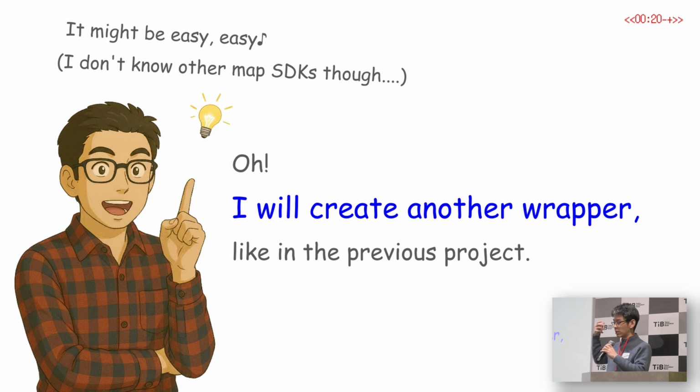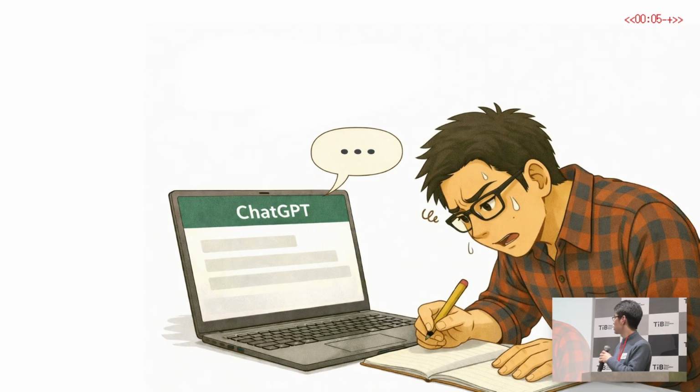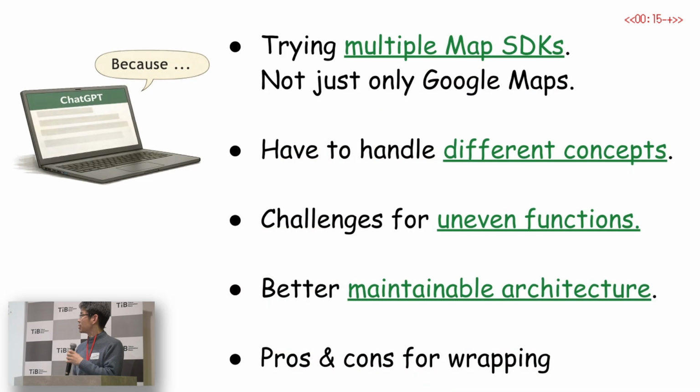So that's why I just started. I came up with my idea: I can create a wrapper API like in the previous project. That's easy. Because the previous project was easy for me, I told ChatGPT, "Hey, ChatGPT, what do you think of my idea?" He said, "Da, da, da." By the way, I was kind of pounding my heart. So he said, "Oh, looks good to me." Yeah, so he gave me confidence. Actually, too much confidence.